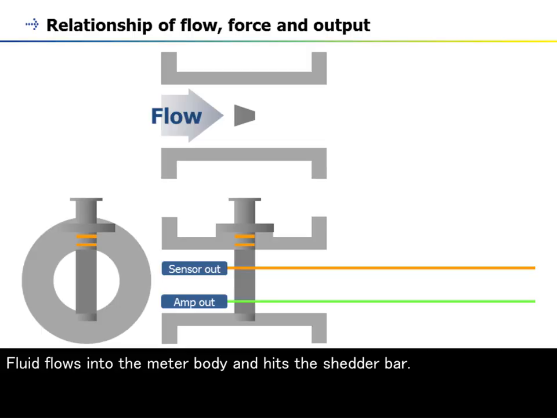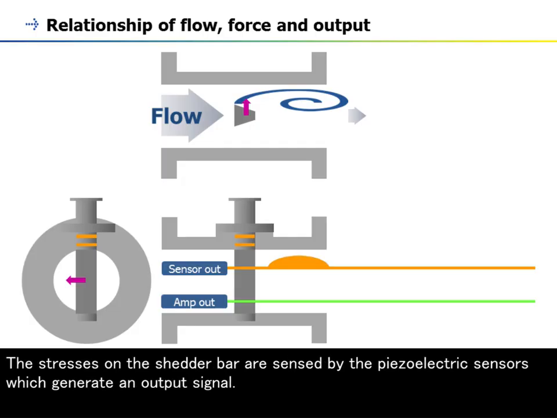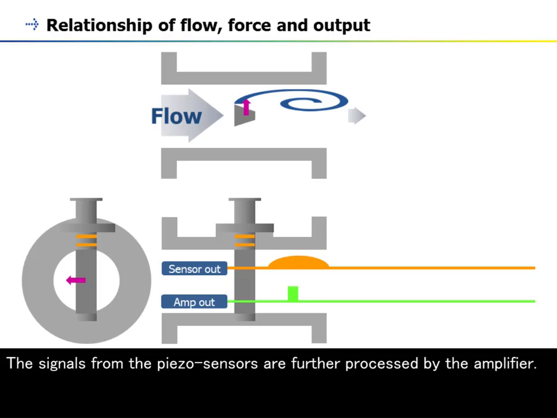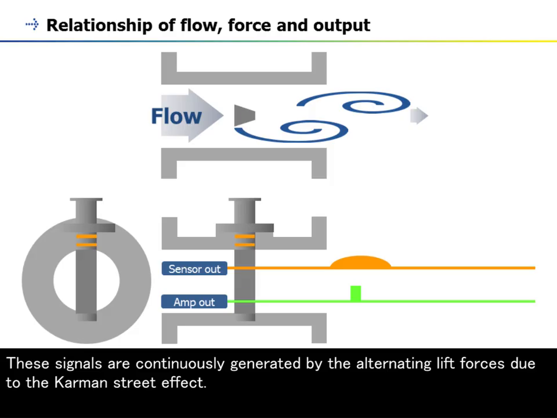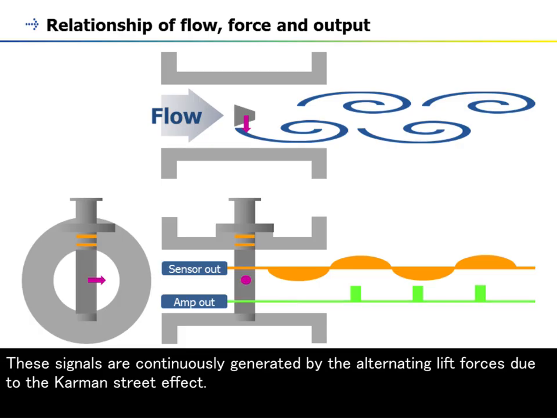Fluid flows into the meter body and hits the shedder bar. Karman vortices are generated at the edge of the shedder bar. The Karman vortex generates a lift force on the shedder bar. The stresses on the shedder bar are sensed by the piezoelectric sensors, which generate an output signal. The signals from the piezo sensors are further processed by the amplifier. These signals are continuously generated by the alternating lift forces due to the Karman street effect.